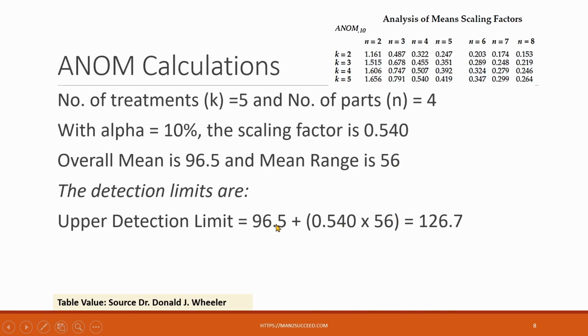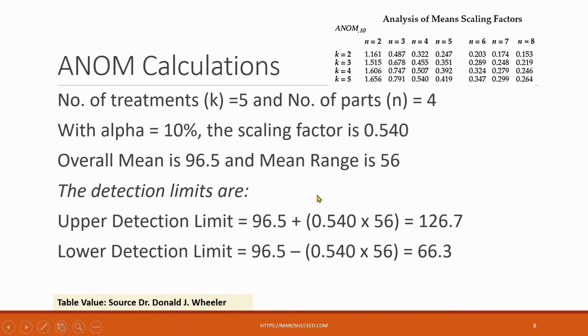What is the value? It is 96.5 plus the multiplied value, and this will be 126.7. The lower limit will be the minus subtracted value. This is 66.3. So this is the value we got. This is the manual calculation that we have done.